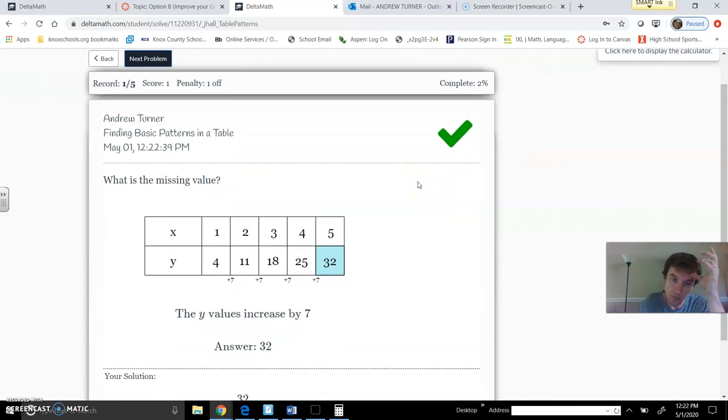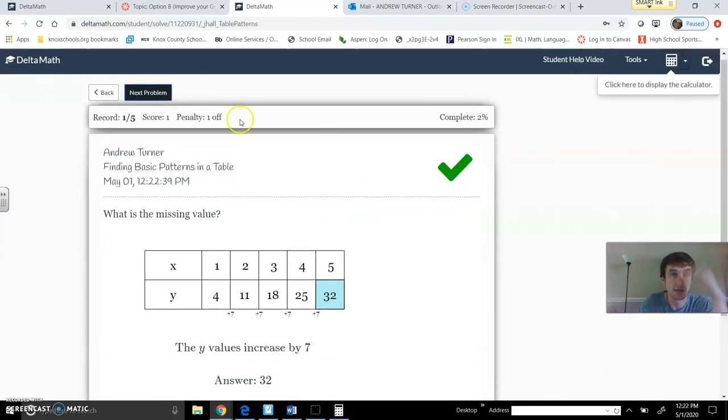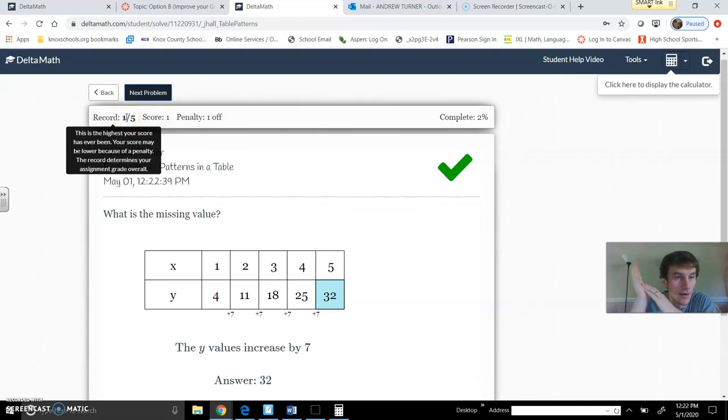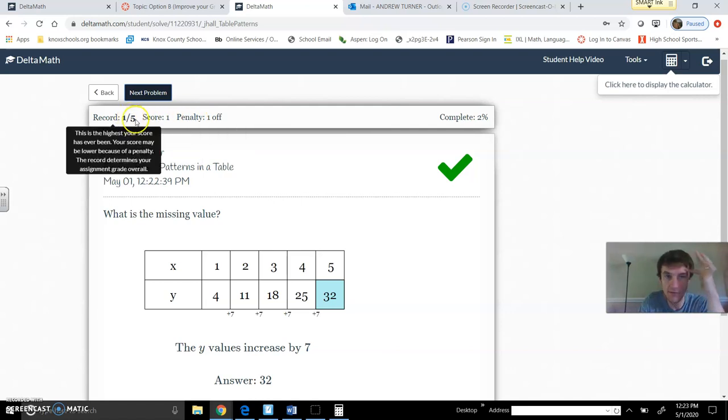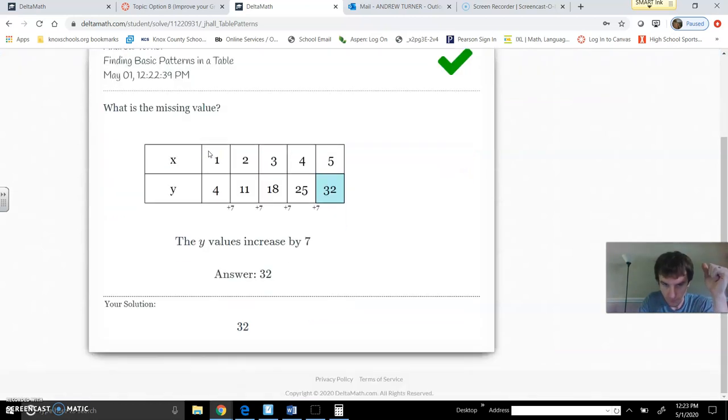So a few things that you want to pay close attention to is that it says I got 1 out of 5. That's my score right now, and it may be lower because of a penalty. And so penalties, when you miss a question, it could take 1 off, but you can always just do more questions. So once you've got 5 out of 5, you should be good to go.